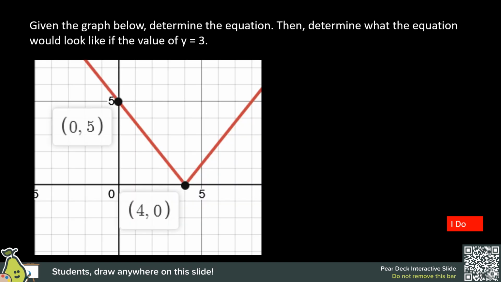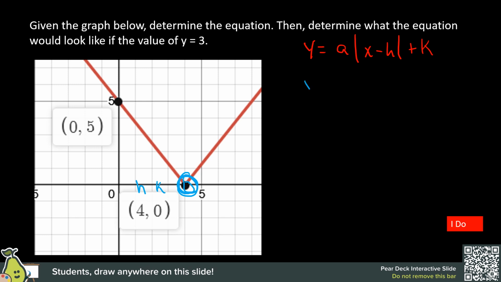For this question here, it says, given the graph below, determine the equation, then determine what the equation would look like if the value of y equals 3. So you'll recall that our equation for this is y equals a absolute value of x minus h plus k. To get our h and our k, real easy, guys. That is simply our vertex. That is this point here. What is our vertex? At 4, 0. This is our h, this is our k.